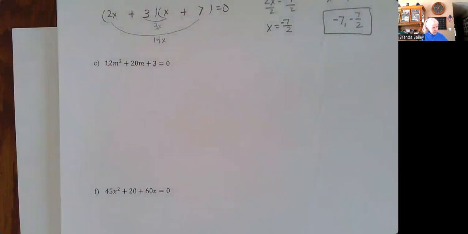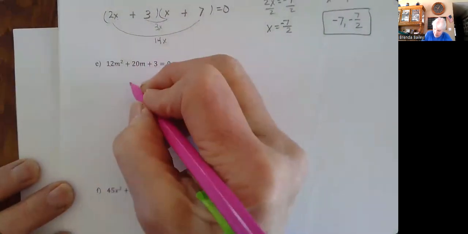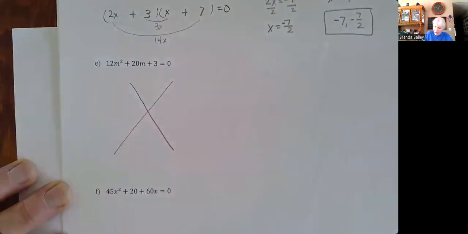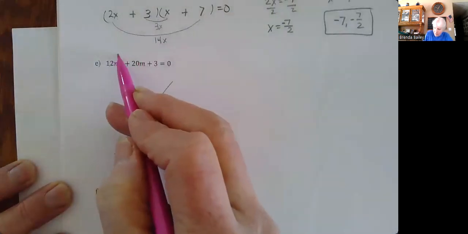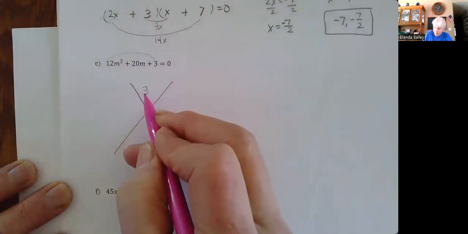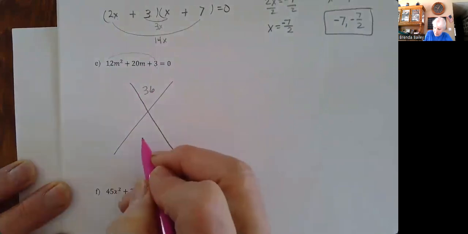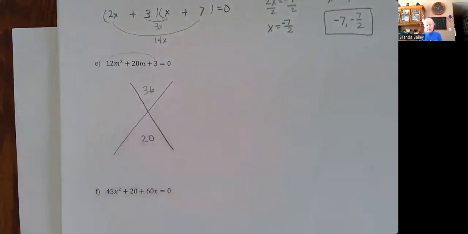My paper's right here. So we're going to use the X box method. All right, so we multiply those two together and get 36. And 20 goes down here. So you start making a list of numbers that multiplied together give you 36. And then we're going to keep going down the list until when we add those numbers, we get a 20.